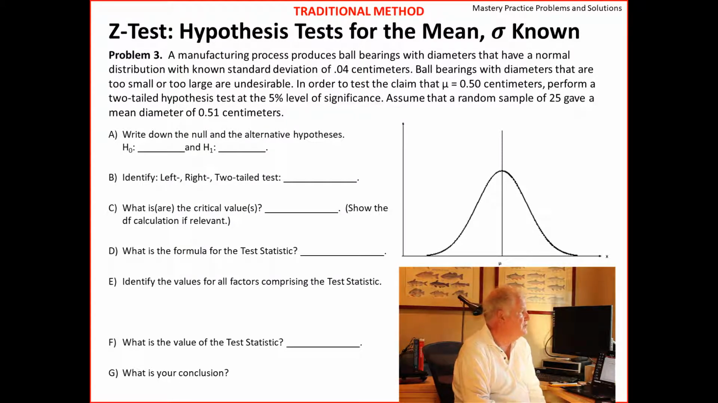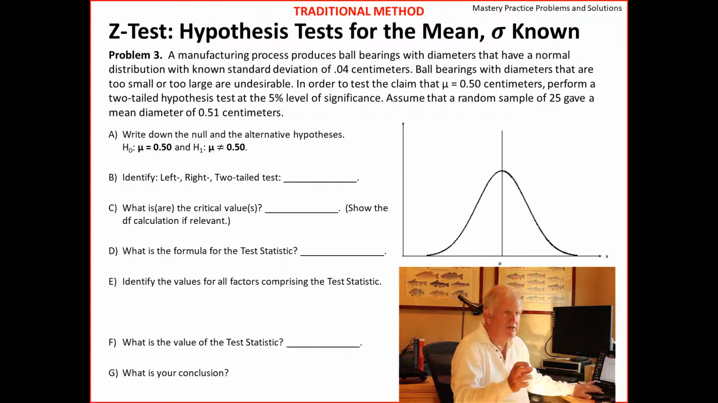A manufacturing process produces ball bearings with diameters that have a normal distribution with known standard deviation of 0.04 centimeters. Ball bearings with diameters that are too small or too large are undesirable. In order to test the claim that the mean ball bearing diameter is 0.5 centimeters, we're going to perform a two-tailed hypothesis test at the 5% level of significance and assume that a random sample of 25 gave a mean diameter of 0.51 centimeters. So let's go A, write down the null and alternative hypothesis.